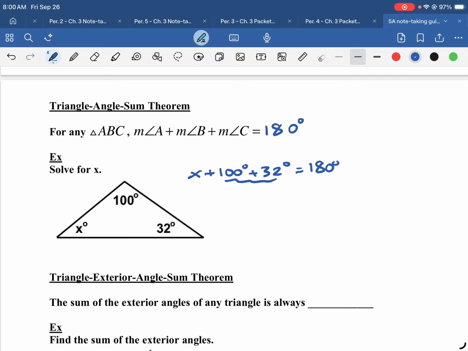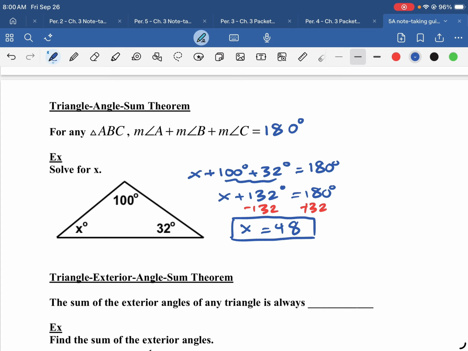So I'll combine the 100 and the 32 to get 132. Okay, and then I'll subtract 132 from both sides. And then x will come out to 48 here. Okay, I don't need the degree symbol actually in my answer because there's a degree in the picture. I'm saying what number I'm putting in there in front of the degree symbol.